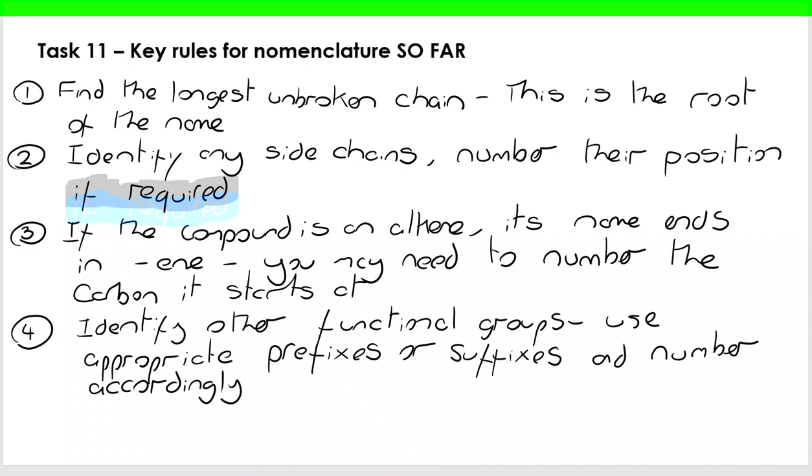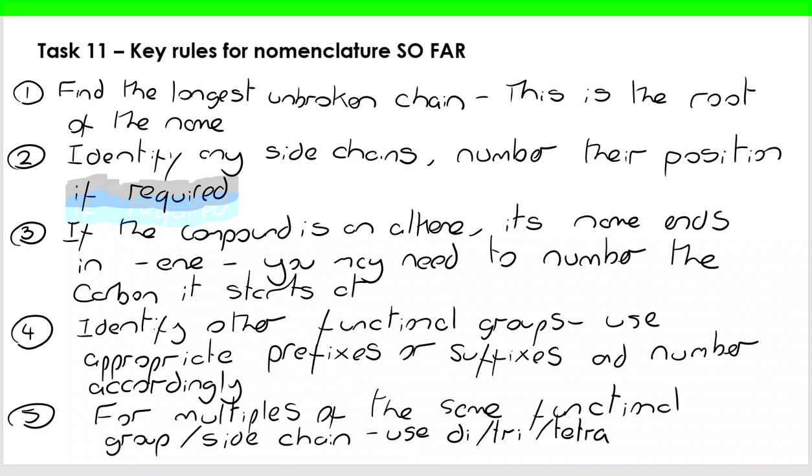And you need to look for other functional groups, as we have done with halo groups, with halogens. And you've got to use their prefixes, chloro, bromo, iodo, and you need to number them accordingly. And for multiples of the same functional group, you are going to show that multiple within the name. So we had dichloro. If there were 3, it would have been tri. If there were 4, it would have been tetra. We will build on all of these rules as we go.